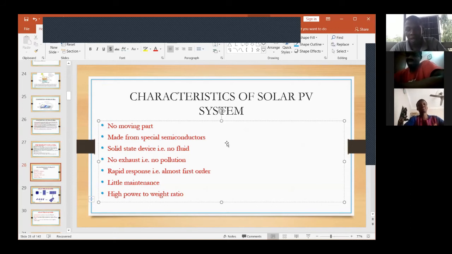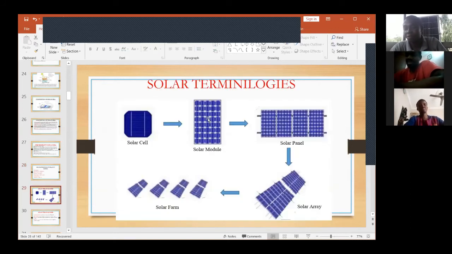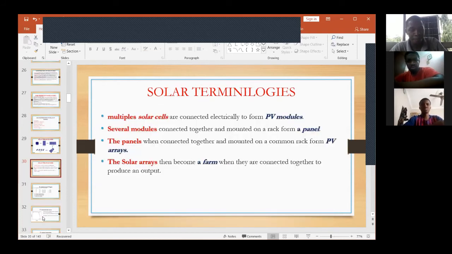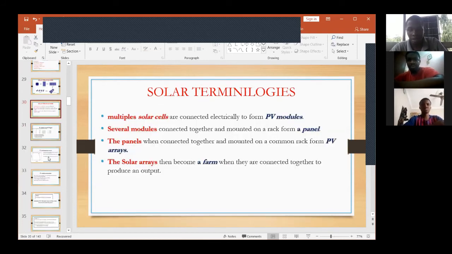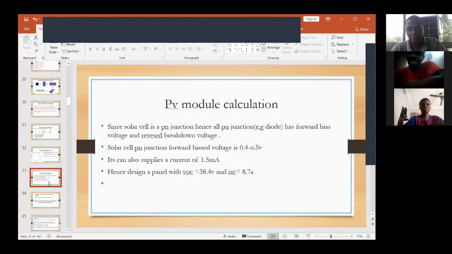Then solar cells are combined together to form something called a solar module. When solar modules are combined, they form solar panels. When panels are combined together, you form solar arrays. When you combine solar arrays together, you form solar farms. All right, that was the explanation there. Everything here, I won't deal with today. We'll be dealing with it another day.